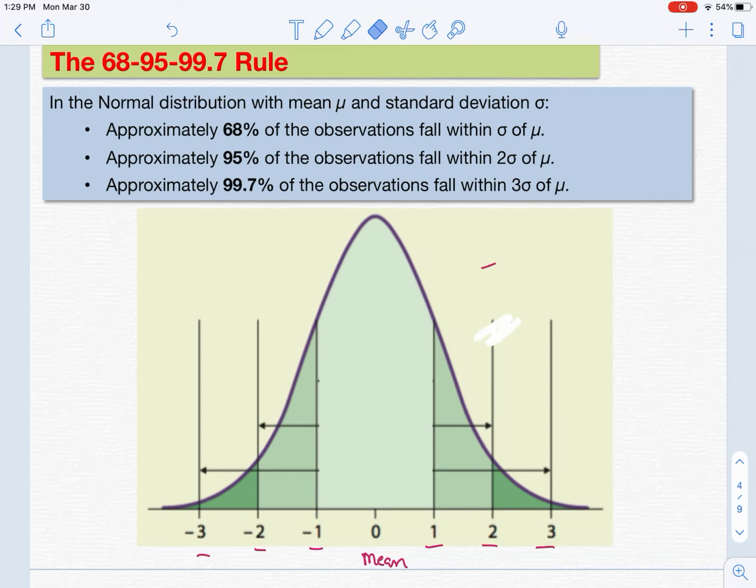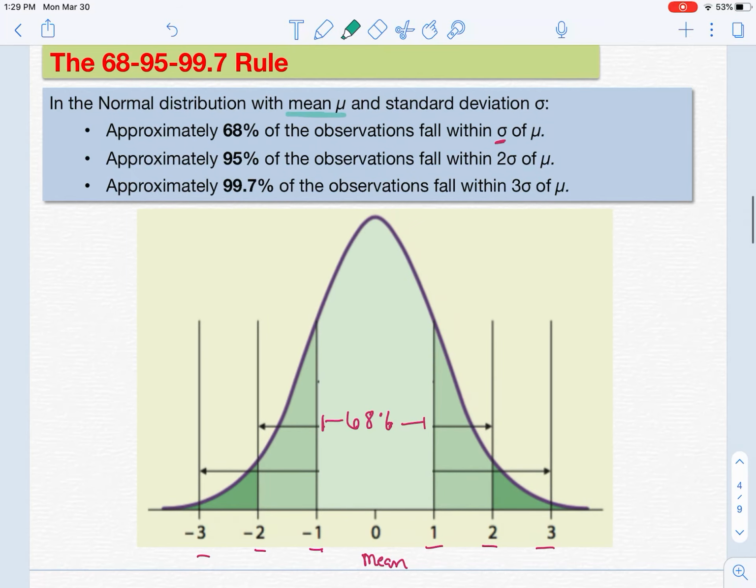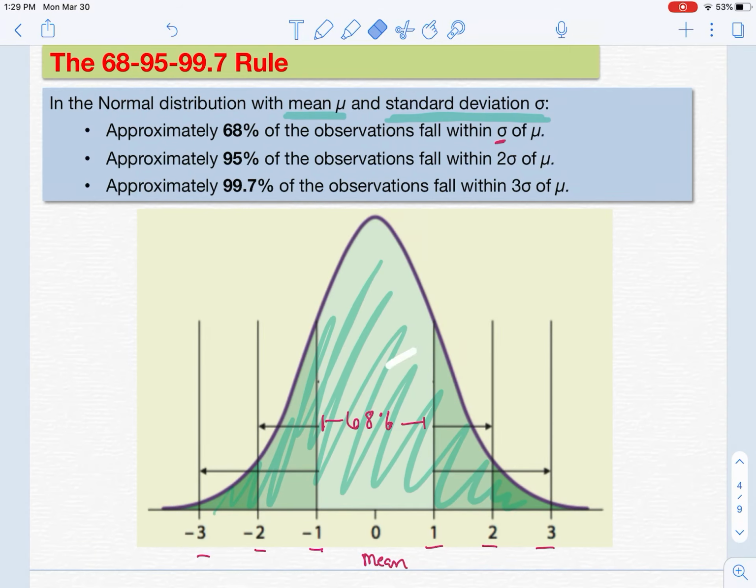68% of all observations, 68% of everybody is going to be in the mint green area. 68% are within 1 standard deviation of the mean. See this notation right here? The mean is mu and the standard deviation is sigma. We've seen that before. So 68% of everybody is in the mint green area. See how it's almost everybody? It's more than half of all of that.